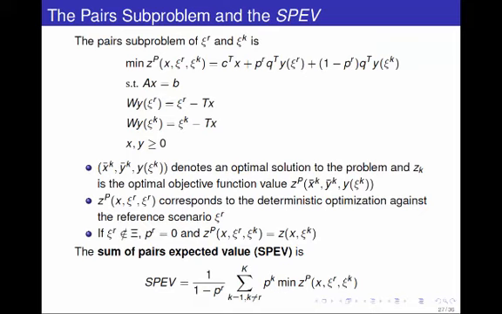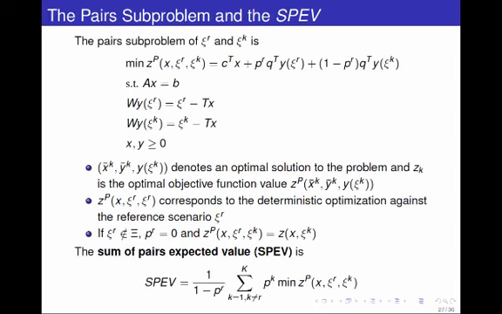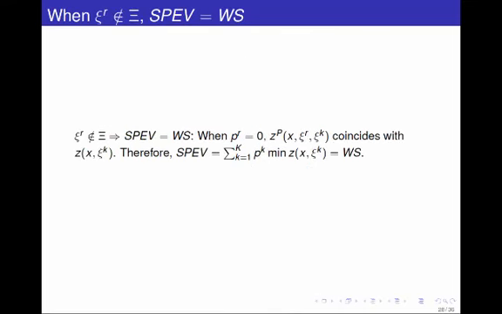That's the tricky part. Can we input the pair... So when PR is 0, ZP coincides with z of x, xi k.